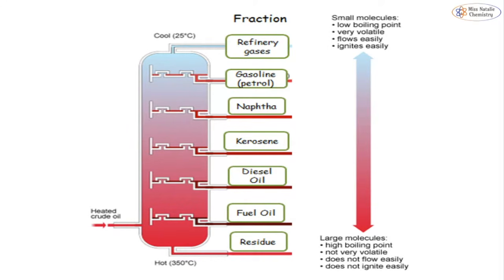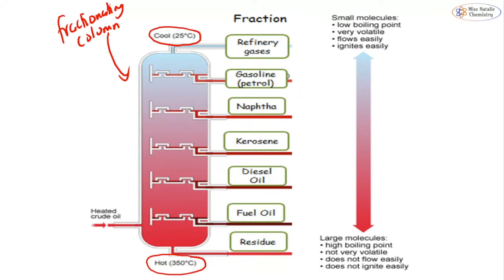So we get something that looks like this for fractional distillation. So this is our fractionating column. And these columns in real life are huge, and they have a temperature gradient. You can see that we go from cool, about 25 degrees Celsius, down to very hot at about 350 degrees Celsius. And we get different fractions coming out depending on their boiling points. So this is the separation.